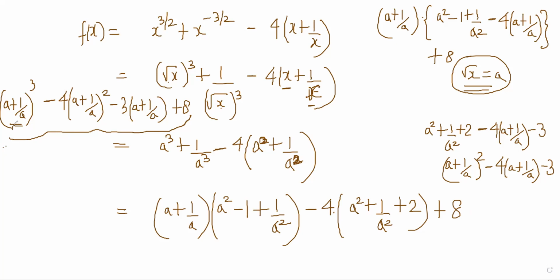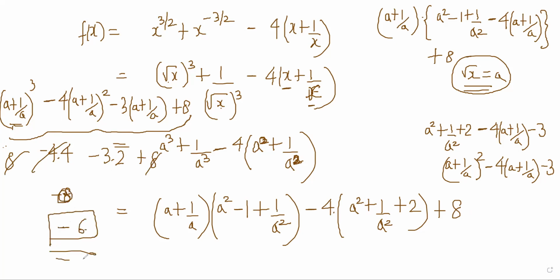So if it is 2, what happens to the thing? It will become 8, and 8 plus 8, 16, minus 4 into 4, minus 3 into 2. So it is 16 minus 16 minus 8, and this becomes 8 plus 8, so it cancels this part, and you get minus 6, I think. Minus 6 happens at A equal to 1, which means x is equal to 1, answer is minus 6.